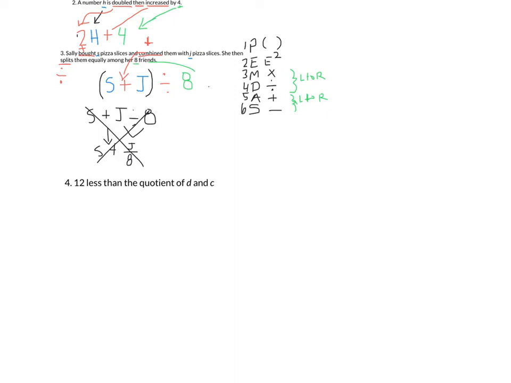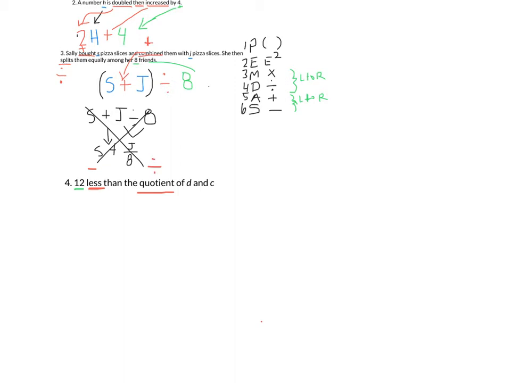So for number 4, we have something like 12 less than the quotient of D and C. So this is a shorter one, but let's still take out our color-coded highlighting tools. Right off the bat, we have a number, 12. And then less than, that is a keyword. Less is a negative. We're subtracting. Less than the quotient. Okay, the quotient. Quotient is the answer to a division problem.